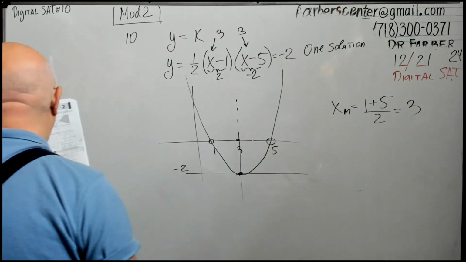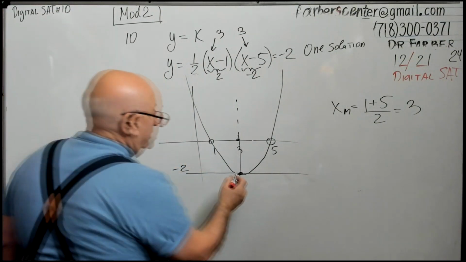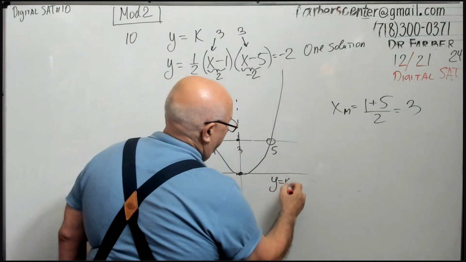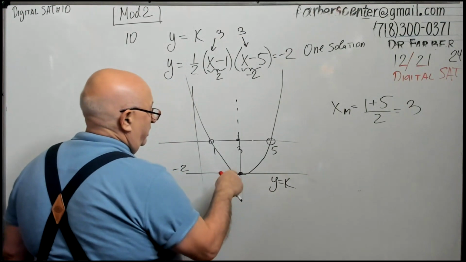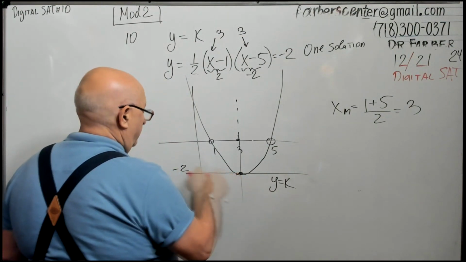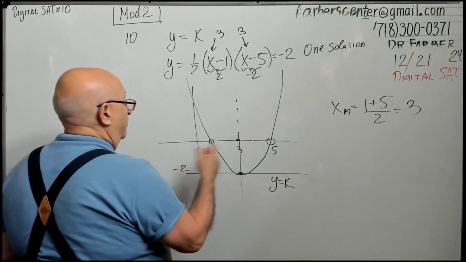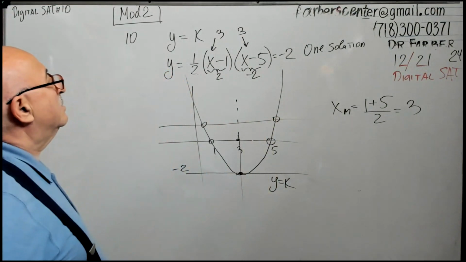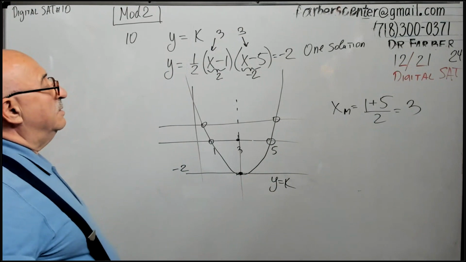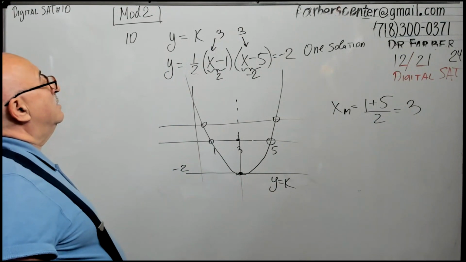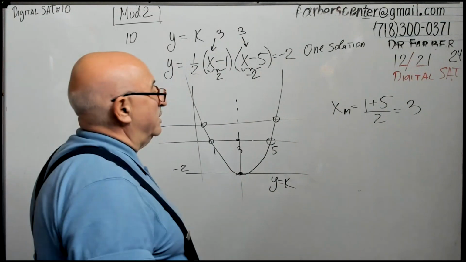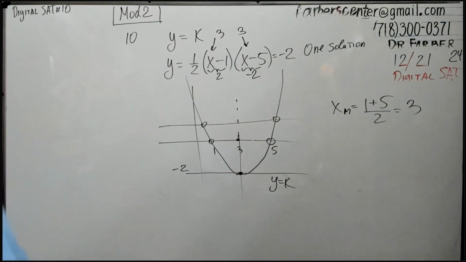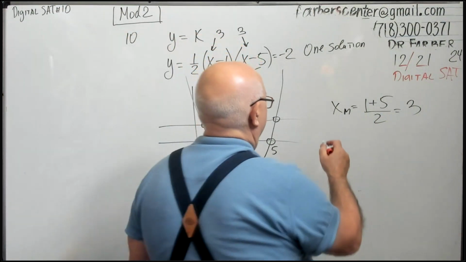And they ask, if there is only one solution, it means the line y equals k must be tangent, touching the parabola at a common point. So k equals negative 2. If k is bigger, we have two solutions. This is one way. And the second way, this is probably the fastest way, is semi-mental. Another way, I just show this, you can do it on your own.